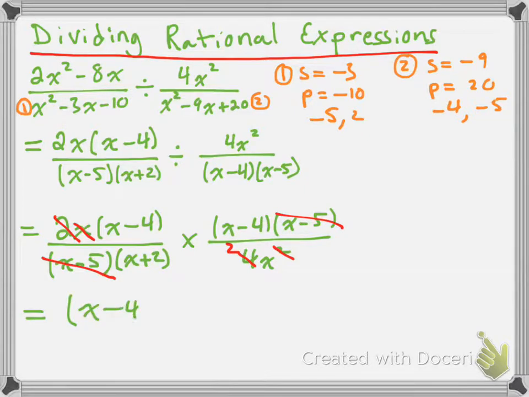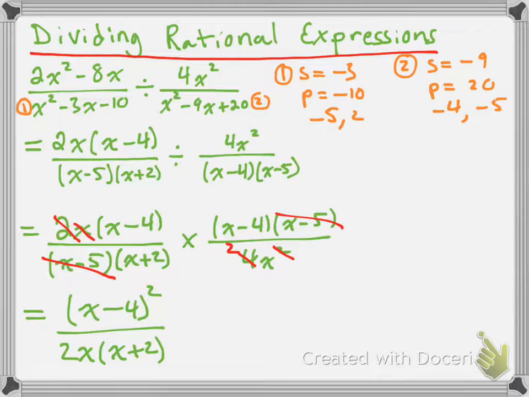What's that going to leave us with? We have the two x minus 4s up top, and since we're multiplying x minus 4 by x minus 4, we have x minus 4 squared up top. We have the 2 and the x left over, which becomes 2x, and then a factor of x plus 2 at the bottom. So this entire dividing rational expressions question simplifies into x minus 4 squared over 2x times x plus 2, but we do need to deal with the restrictions now.